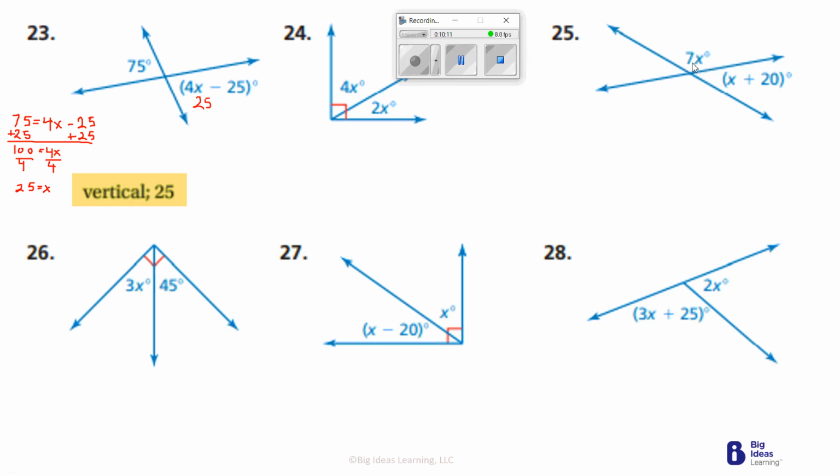All right, next is number 25 here. It says 7x and x plus 20. Well, I see that these angles reside on a straight line. So that means they have to equal 180. So I can put 7x plus x plus 20 has to equal 180.